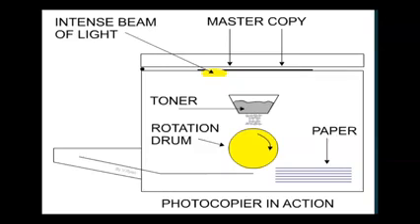So here is how it works. When you place a document you want to copy upside down on the glass and press the start button, an intense beam of light scans across the document from top to bottom. This light then gets reflected and falls on the photosensitive drum.